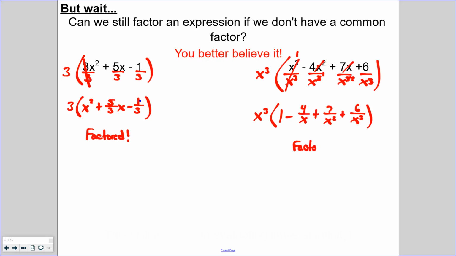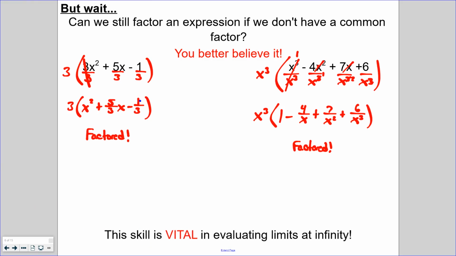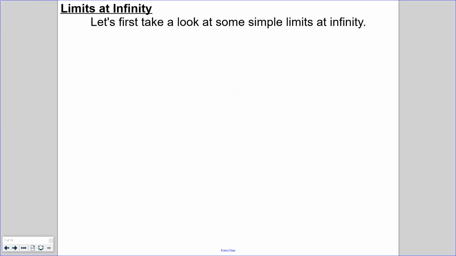And again, doesn't look so nice and pretty, but it is factored. We were able to factor an x cubed out to get 1 minus 4 over x plus 7 over x squared plus 6 over x cubed. And there we have it, factoring. Now this particular factoring skill is going to be vital to evaluating limits at infinity, and I'll show you why in just a moment. Alright, so let's take a look at our first limit at infinity.